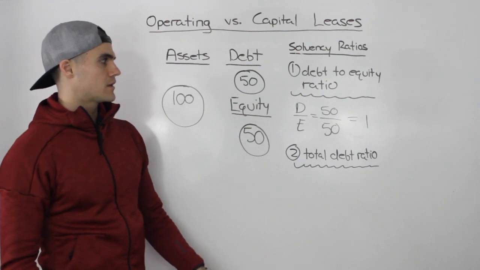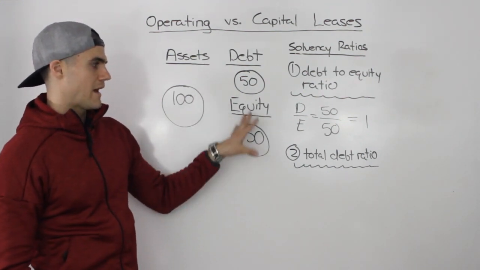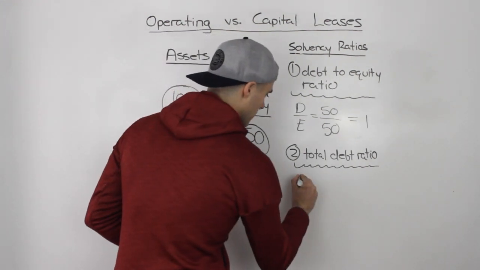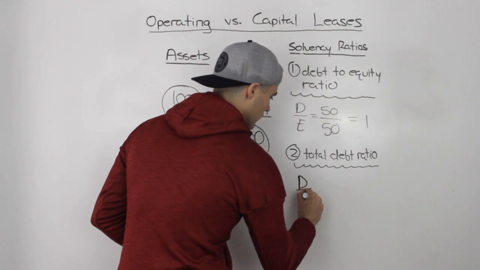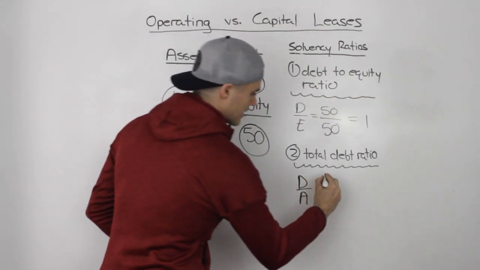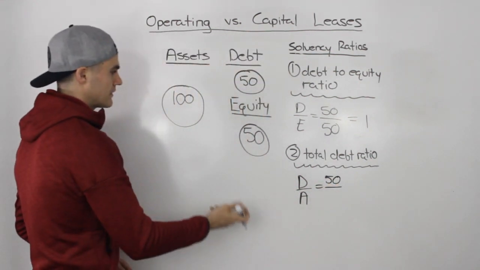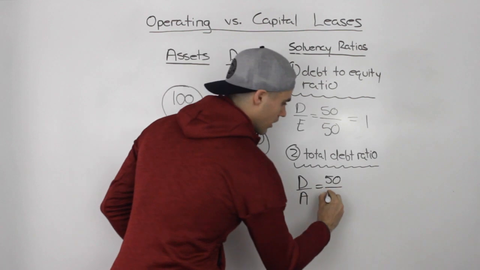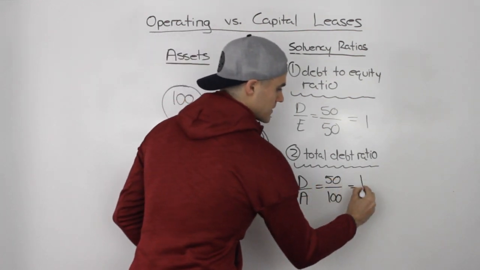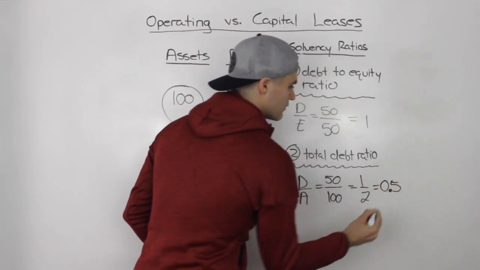Now, another common solvency ratio that can be found from a balance sheet is the total debt ratio. And the total debt ratio, if you remember, is basically the debt over the assets of a company. So right now, this company has $50,000 worth of debt, which we'll just represent as 50, and then the assets of the company are 100. So the total debt ratio is basically 1 over 2, or if we want it in decimals, 0.5.